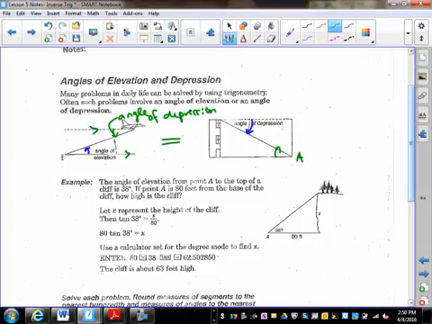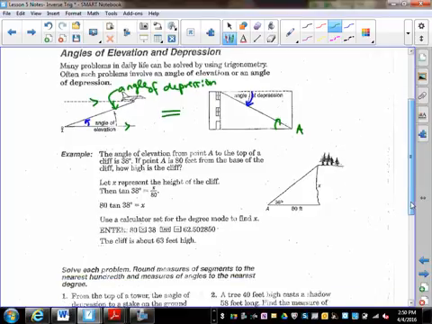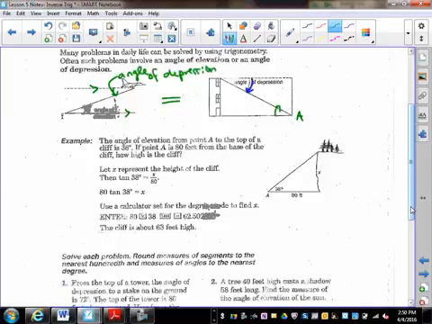So let's take a look at our example here that they walked through with us. It says the angle of elevation, meaning we're going to be going up, from point A to the top of the cliff is 38 degrees. So here's point A, here's my cliff. Angle of elevation is from A going up, so 38 degrees is this right here. They tell us that point A is 80 feet from the base of the cliff, and they want to know how tall is the cliff.